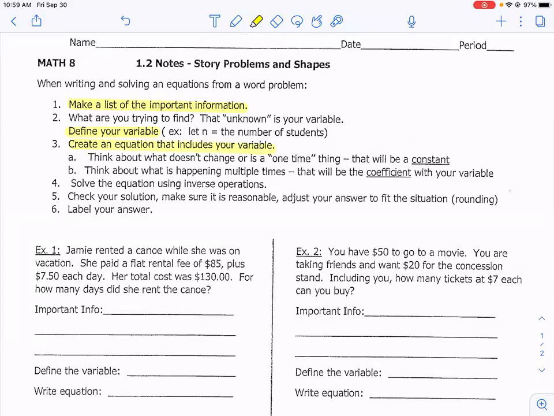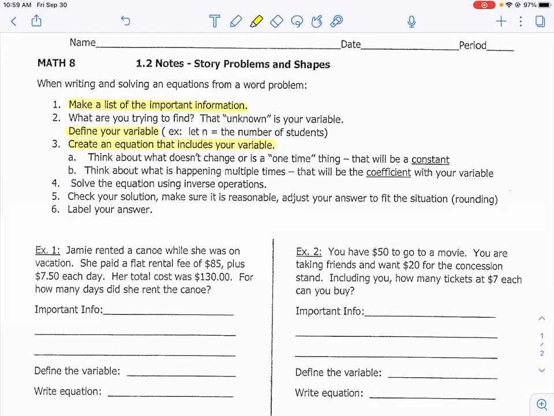We are going to create an equation that includes our variable. Now, this time we need to think about what things change and what things don't change, because there's going to be a few extra pieces of information. Like if there's a one-time fee, then it's going to be a number that's a constant.